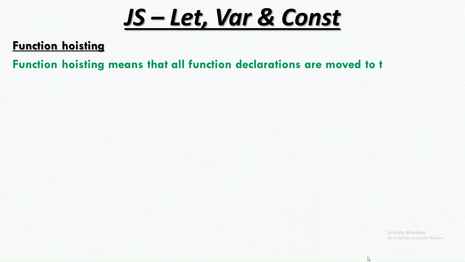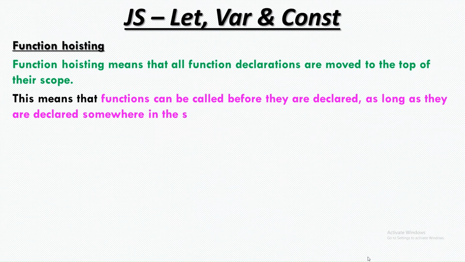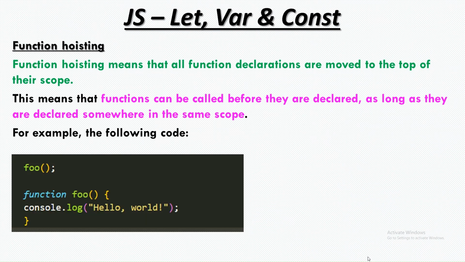Moving to function hoisting. So function hoisting means that all function declarations are moved to the top of their scope, and this means that functions can be called before they are declared as long as they are declared somewhere in the same scope, just like the case of var. So here, foo is a function which we are trying to call even before it's declared, and then we are declaring it later.